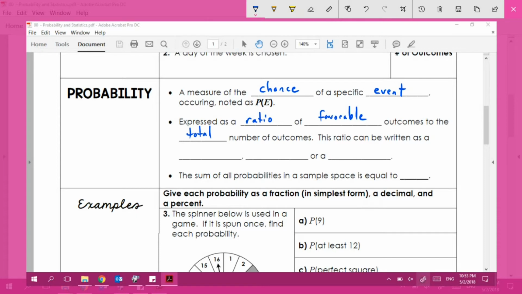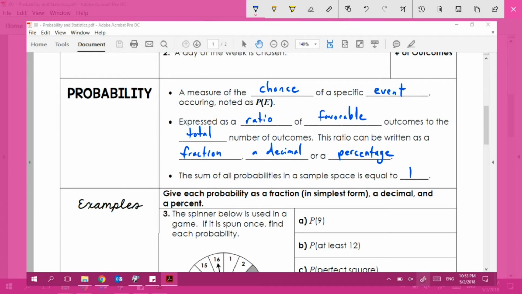And the ratio can be written in 3 ways. It can be written as a fraction, a decimal, or a percentage. The sum of all the probabilities in a sample space is equal to 1. All right?